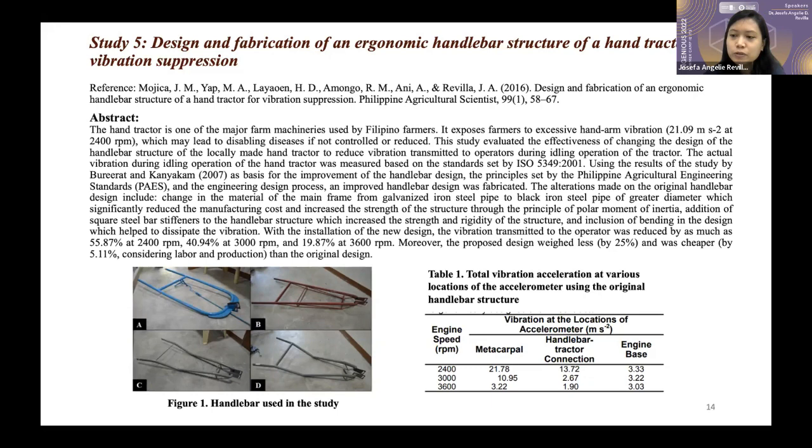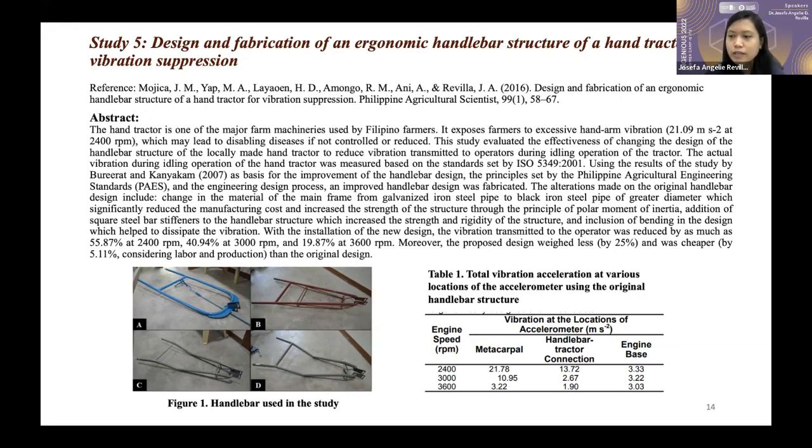So it is important to note a few limitations of this study. One is the materials used in fabricating the new handlebars. So the study only used black iron steel because of its availability, affordability, and compliance to the standards set by the Philippine Agricultural Engineering Standards. Second is the evaluation of the effectiveness of the handlebar structures, which only considered the daily vibration exposure, structural mass, and vibration reduction. All other factors were not considered in the evaluation of the handlebars.